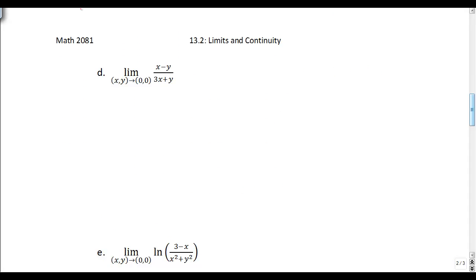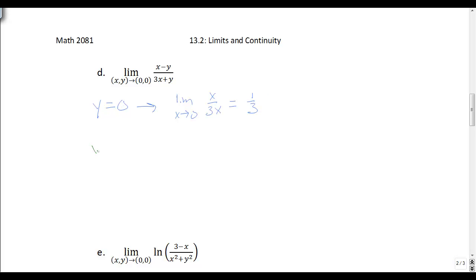Okay, next one here. I'm going to deal with the limit as xy goes to 0, 0 of x minus y over 3x plus y. So this one, I'm going to choose a path y equals 0 and just see what happens. So it's a nice path to start with here. If I plug in y equals 0, I get a limit as x goes to 0. The y's drop out, and I get x over 3x. Well, that's just 1/3, so that limit is 1/3.